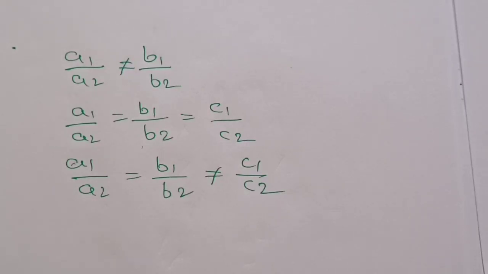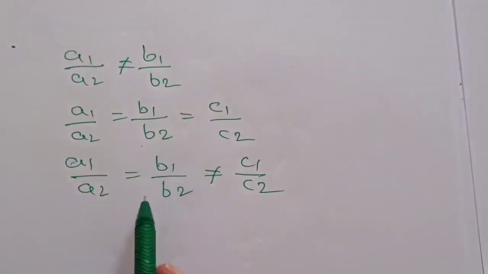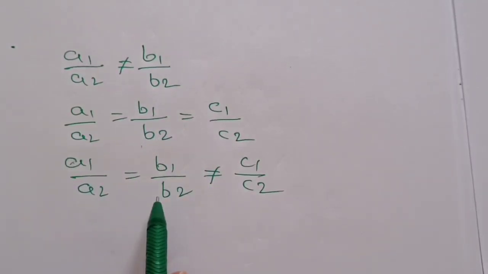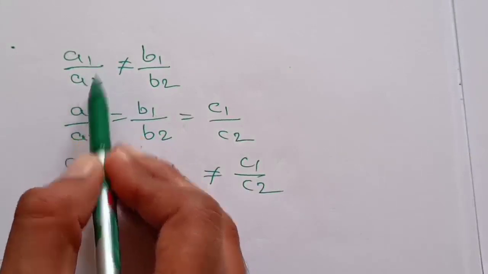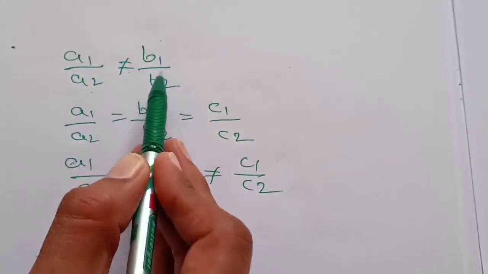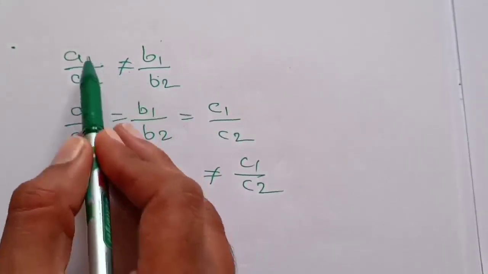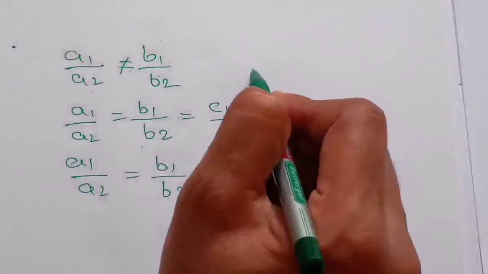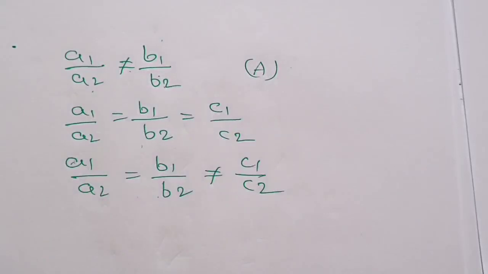Among the four options, if you have observed, the second one they have not given, and the third one they have given, but it's not your answer. Have they given this one? A1 by A2 is not equal to B1 by B2? Yes, they have given this option. So therefore option A is correct. A1 by A2 is not equal to B1 by B2 is called a consistent pair of equations.